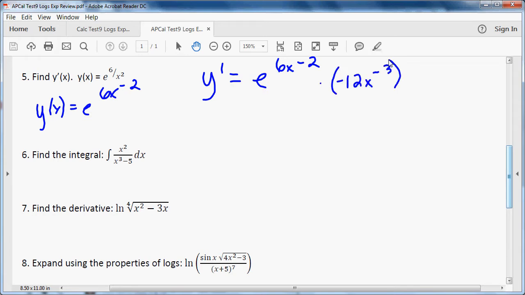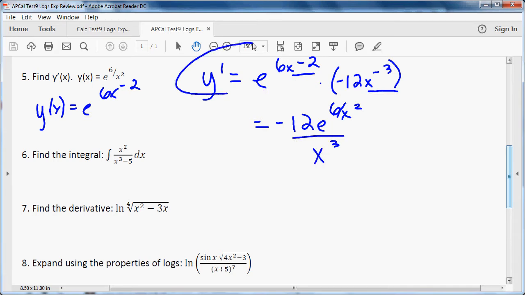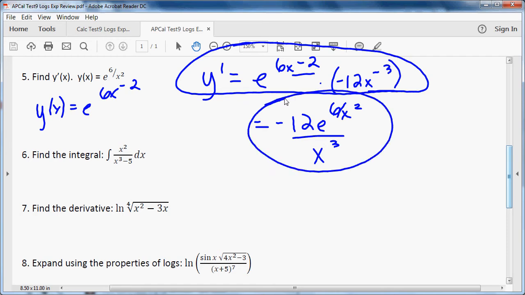And that answer is completely fine for an open-ended question, but keep in mind they could simplify that by pulling the negative 12 out front. They might put the x squared back on the bottom right here, and this x to the negative 3 could also be written on the bottom as x cubed. So again, this first answer is completely fine. Nothing wrong with it at all. But if it's multiple choice, I want to make sure you know both of those circled answers are the same thing.